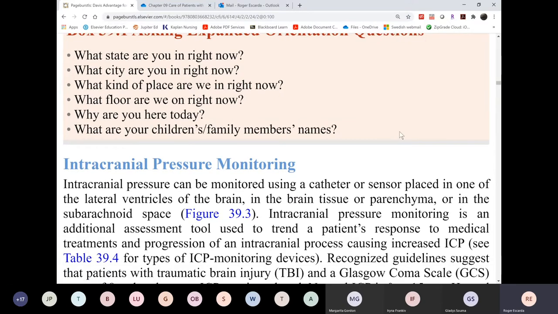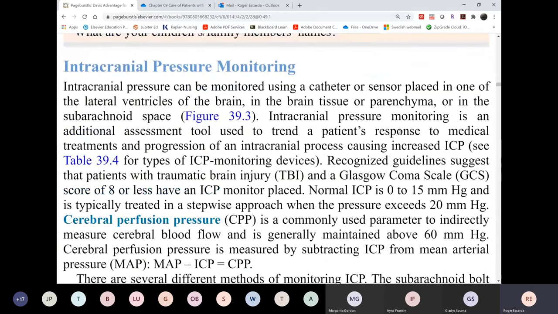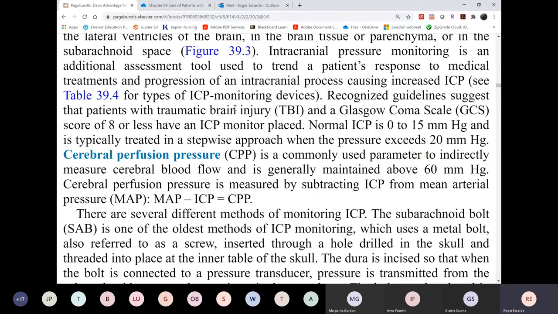How do we monitor ICP? We have monitoring devices. Let's start with non-invasive first. We can use the Glasgow Coma Scale. You still remember the GCS from Fundamentals of Nursing? Okay, so please practice those. Maybe I'll send you an exercise to practice.